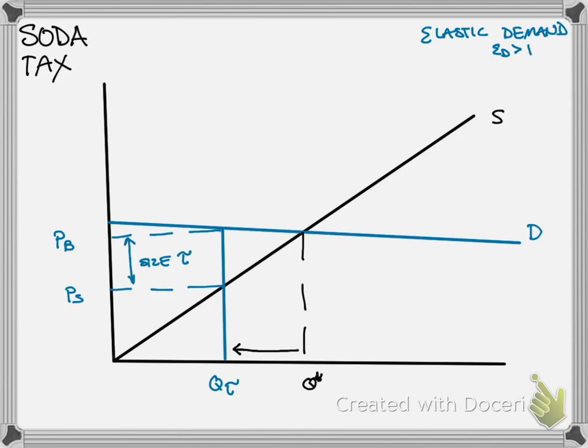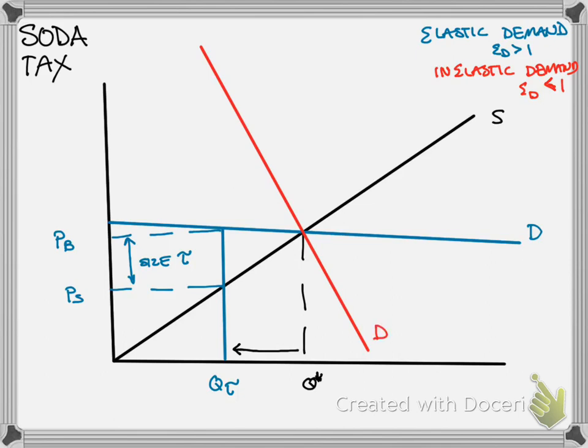Well, now let's look at an example where we have an inelastic demand, where elasticity of demand is less than 1. And when we look at actual data, Mountain Dew is very elastic in demand, but when we look at sugar-sweetened beverages, soft drinks, soda in general is an inelastic demand. There's not good substitutes for soda itself. And so if we were to draw out that demand, it would look something more like this.